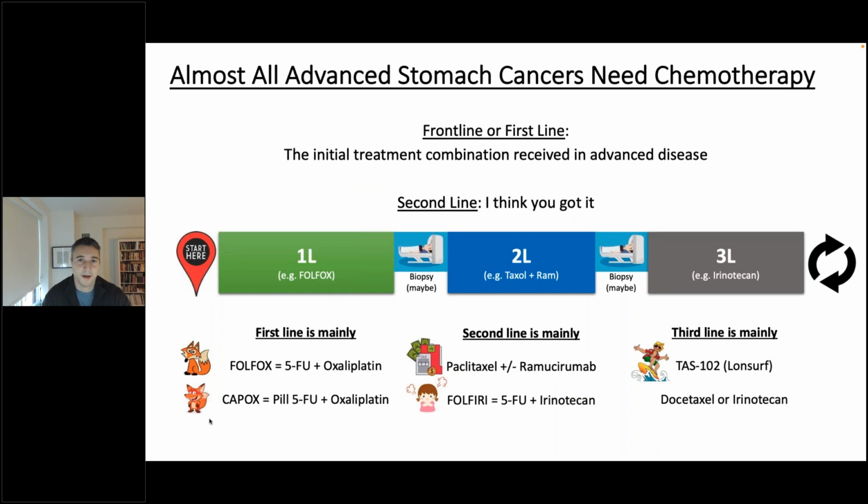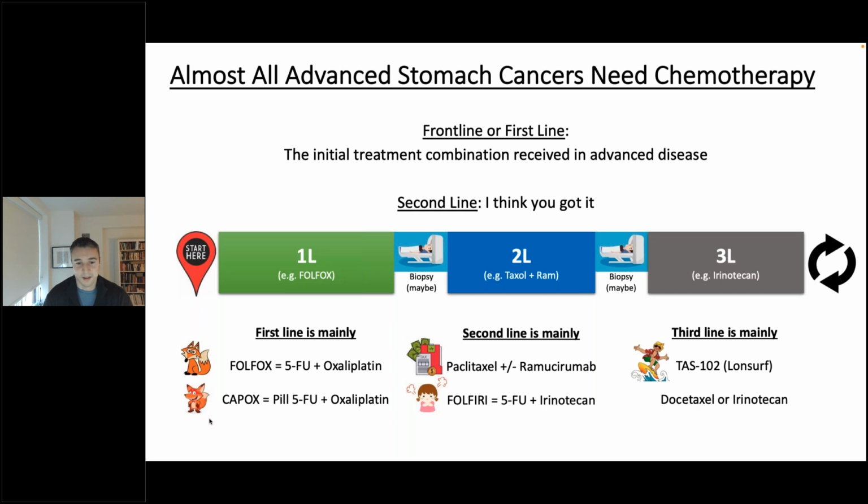So this is a reminder. Many people want to get away from chemotherapy. I totally get it. We would love to have therapies that are good enough that we can get away without chemotherapy, but for the vast majority of people, we're not there yet. So this is a reminder that almost all stage 4 stomach cancers need chemotherapy. Frontline or first line is the initial treatment combination you receive in advanced disease.